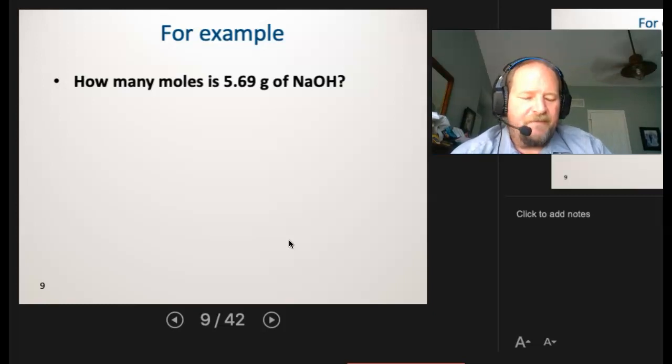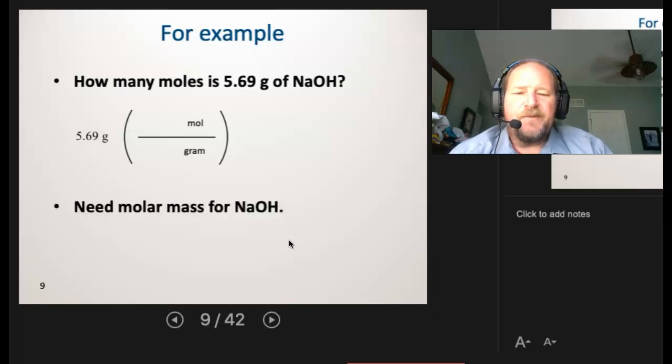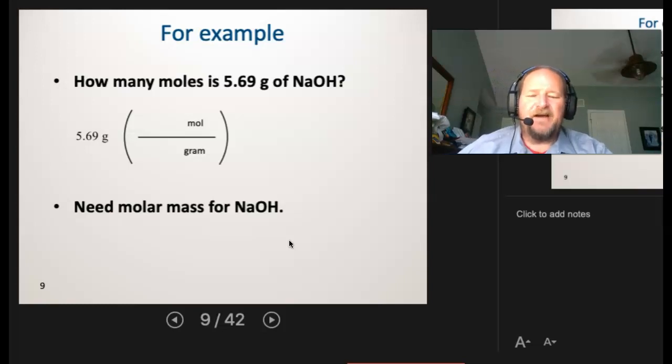Now we've already seen examples where we did simply sodium. Now we're going to do a compound. We're going to set it up the same way though. So we're going to have 5.69 grams, and then I want to get rid of grams. So I'm going to put grams in the bottom, and I want to get into moles. So I'll put mole on top. Now the difference will be, I'm not just going to go to my periodic table and pull a single number. Now I'm going to have to pull numbers for each of the elements in the compound.